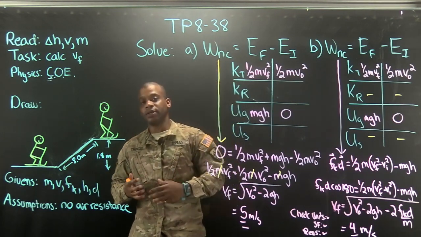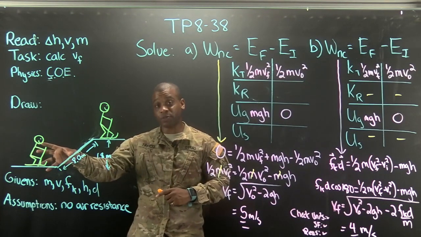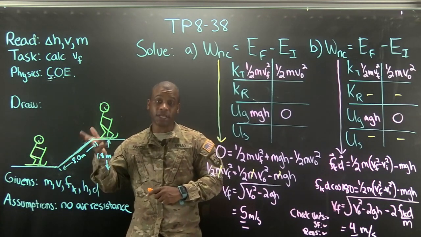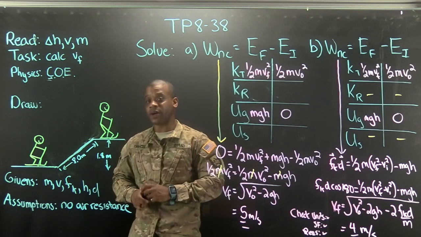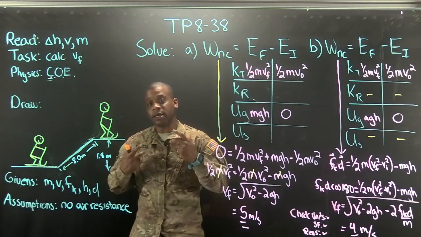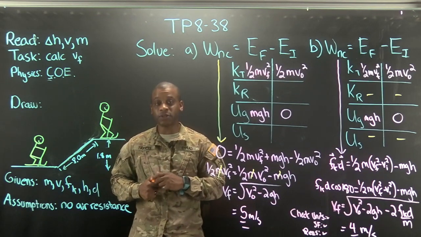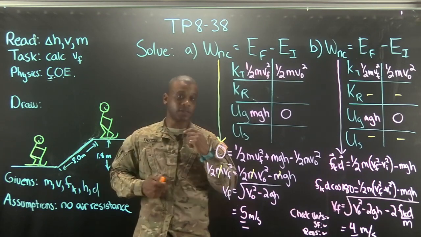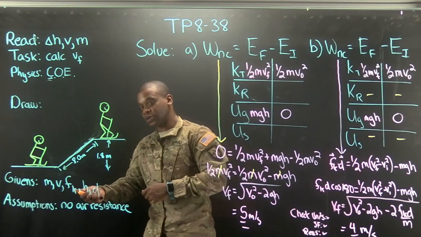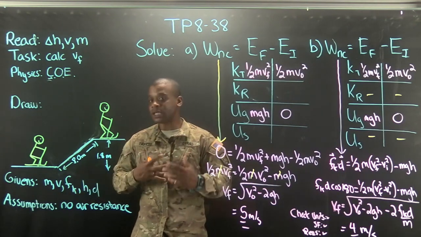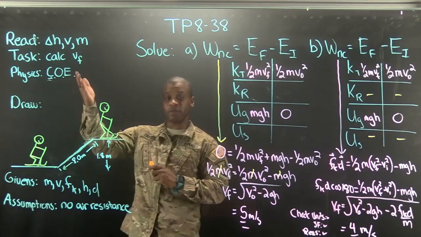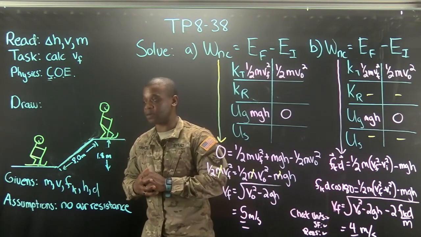In 8-38, we have a skier that at some initial position has an initial speed of 8 meters per second. We were asked to find his final speed. The problem statement talks about a force due to kinetic friction, about 80 newtons. It gives us the mass of the skier and his initial speed. This is all indicative of a conservation of energy problem. That's the physics we're going to use to solve this problem.